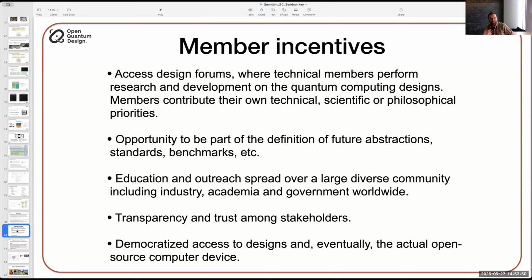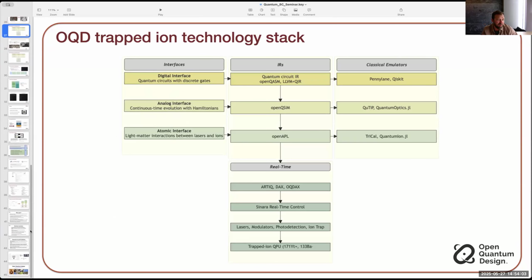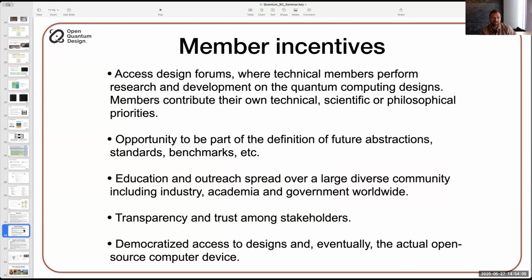And then number two, access. The open source stack also has an open access interface, through APIs that we're currently developing. And so I think that would be another incentive, to get access to machines.